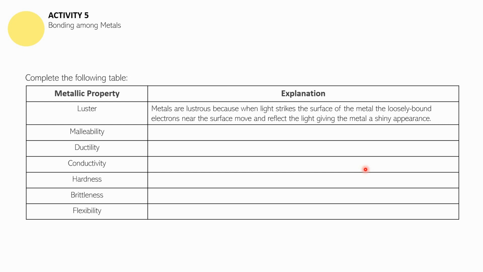For your part, this is what you need to do. Look at these metallic properties that I listed here, and explain what they are. You just have to define them, and then use the electronic structure or the particle nature of matter in defining these and explaining how these metallic properties come about in metallic bonding. I'll give you a moment to finish this part of the session. If you need more time, you can pause this video.